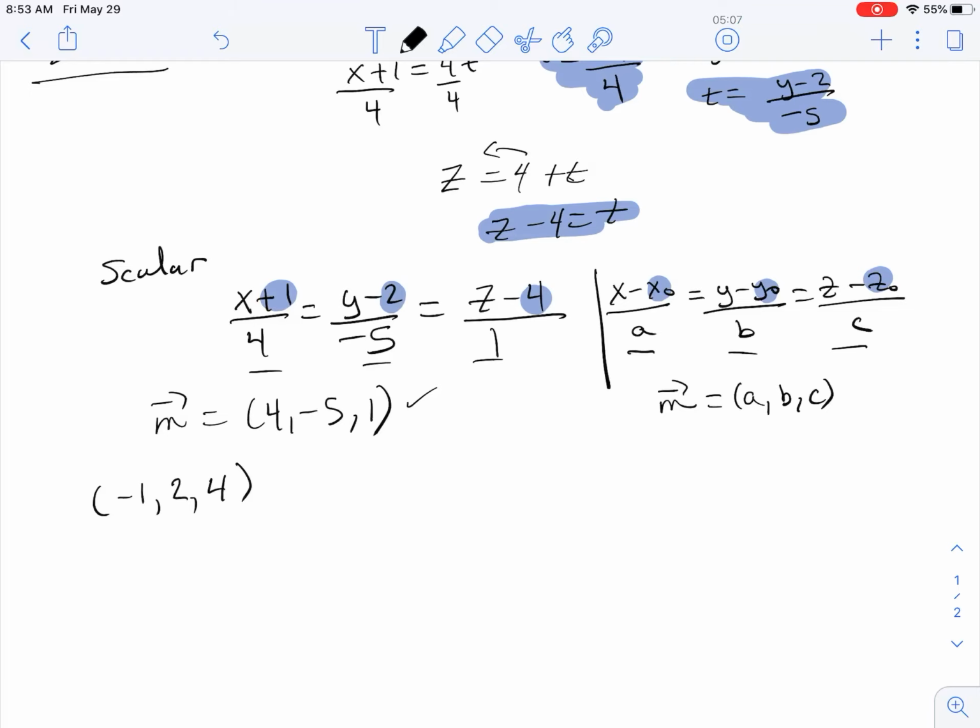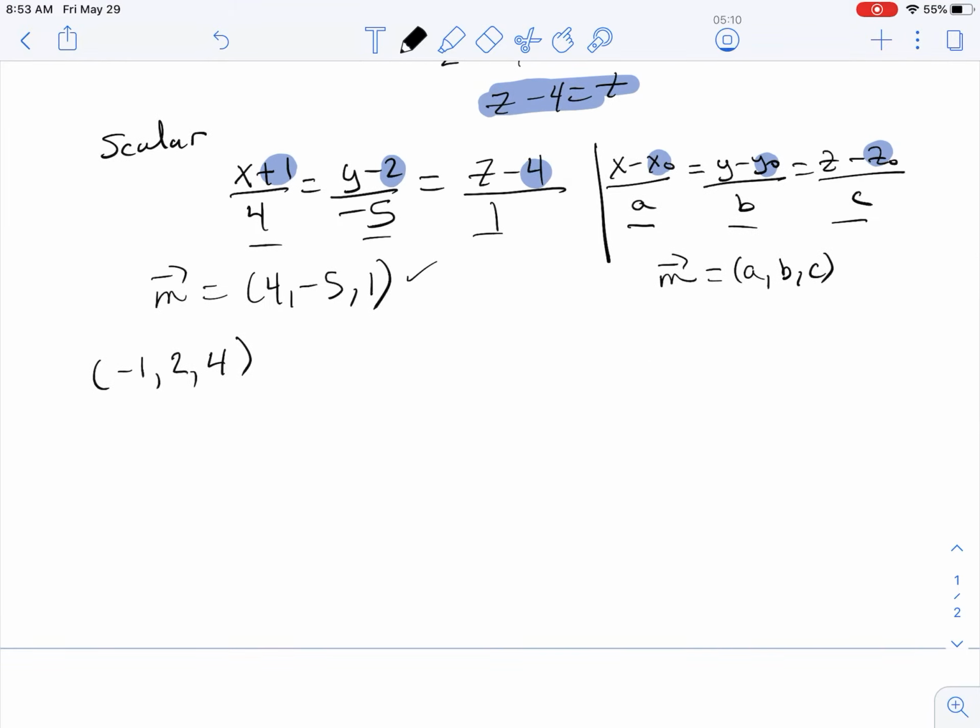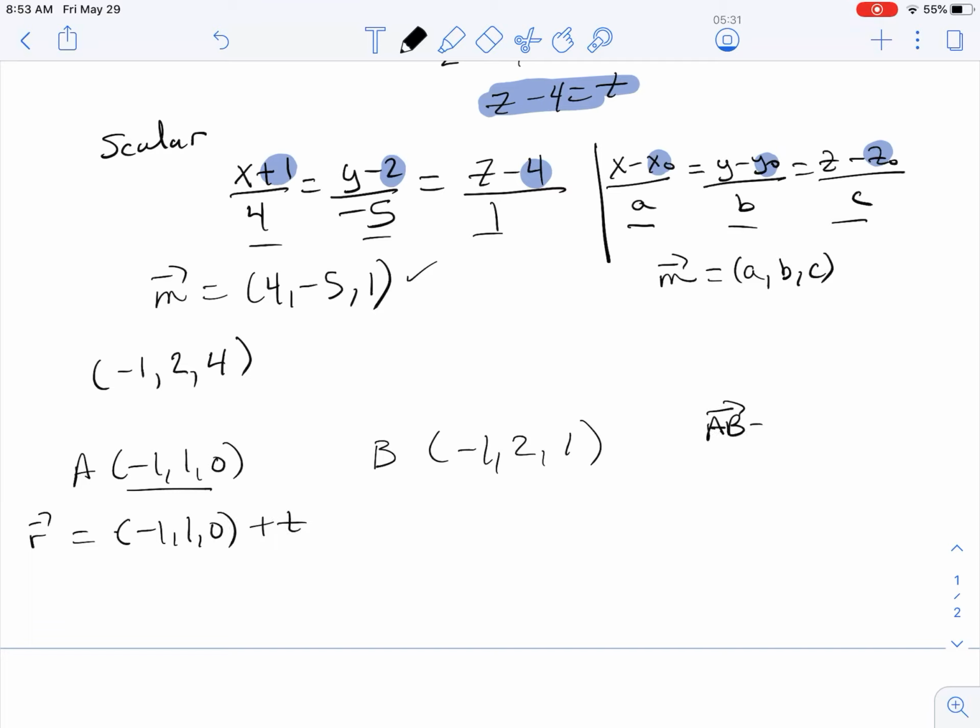So again, same line, but in 3-space you can also represent it in scalar form. Now I want to show you another example. Let's take these two points. I'm going to make my vector equation, choosing the first point as my point. I need the direction vector, so let's go AB. Negative 1 minus 1 is going to be 0. 2 minus 1 is 1. And 1 minus 0 is 1. I want to be careful there. Okay, so there's the vector equation. Now let's go parametric.